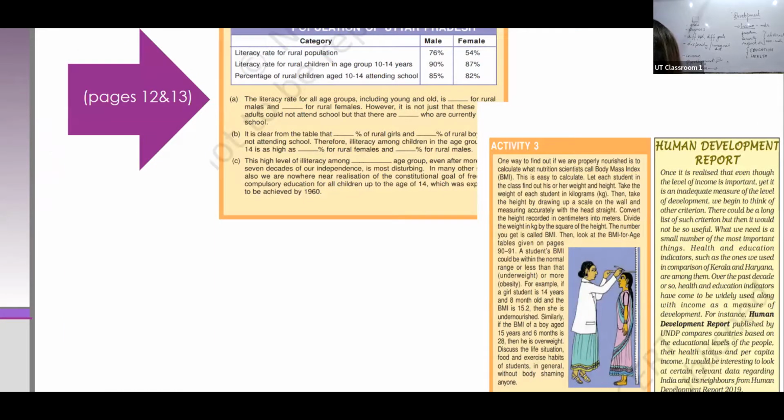This table is in your textbook, you can solve it later. This field, rate, BMI. BMI stands for what? Body mass index. Do you have your textbooks? If you have it, it's on page 12 and 13.